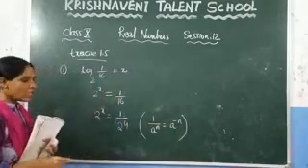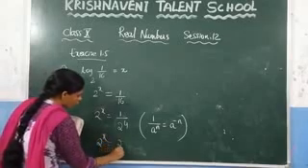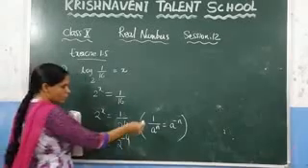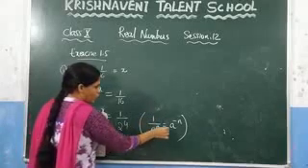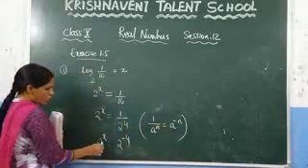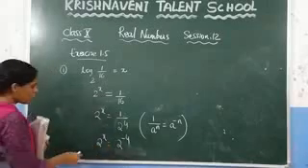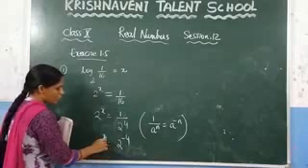So by using this law of exponent, you can write this one as 2 power x is equal to 2 power minus 4, because you can write 1 by a power n as a power minus n. We are applying this law of exponent here, so that you are getting 2 power x is equal to 2 power minus 4. Here you can observe that since the bases are equal, you can equate the powers.